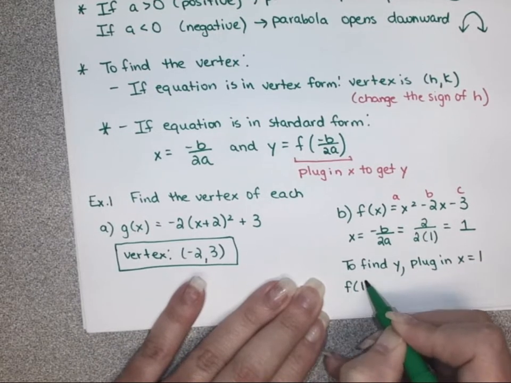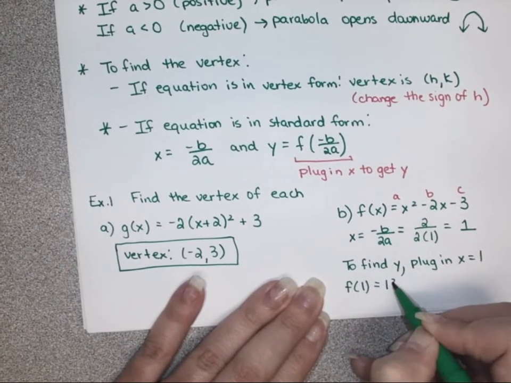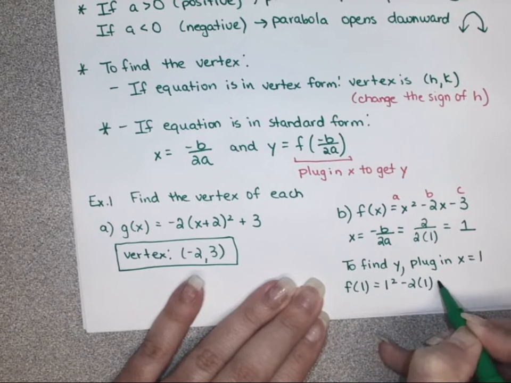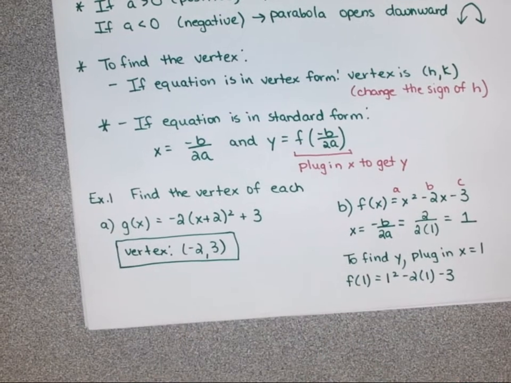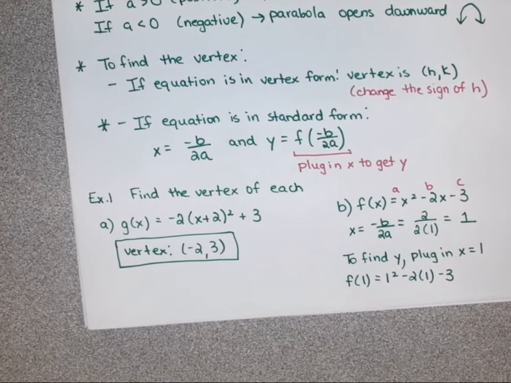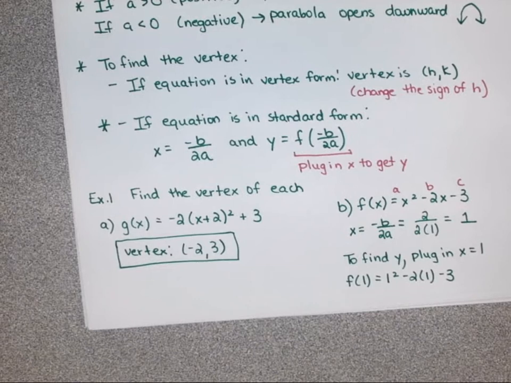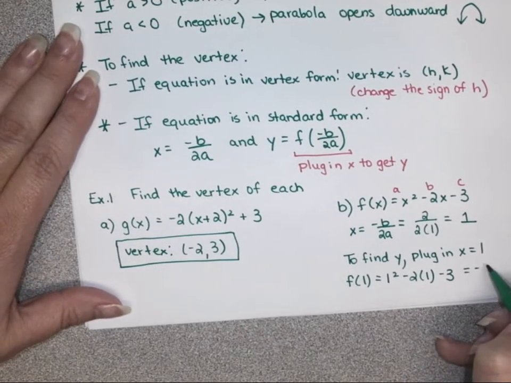And we can do that, right? We have calculators if we need to. So 1 squared minus 2 times 1 minus 3. But I say we don't even really need a calculator for 1, right? Because that's just 1 minus 2 minus 3. So that would just be negative 4.